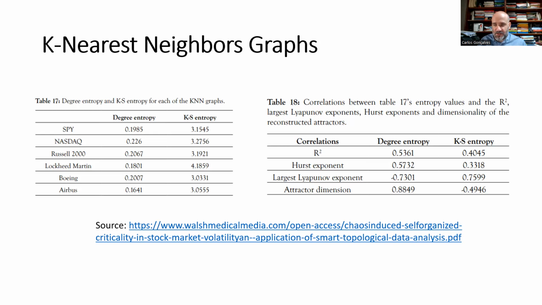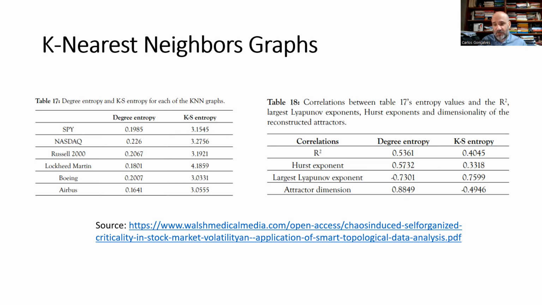With respect to the Hurst exponent, which is an indicator of SOC, we also find the degree entropy is correlated with the Hurst exponent with a positive correlation of 0.5732, but it is strongly negatively correlated with the largest Lyapunov exponent. So the higher the degree entropy of these graphs, the lower tends to be the largest Lyapunov exponent. And we find here an inverse relation between the degree entropy and the Kolmogorov-Sinai entropy.